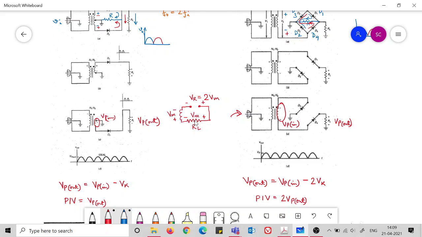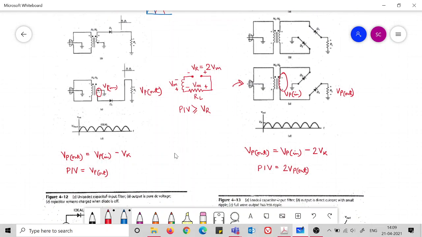So PIV should be greater than this VR. Normally we write the equal level. So it is not VP, actually this should be 2 VP. So this was the correction that I wanted to make. This should be 2 VP. On this side, this should be VP in this configuration.